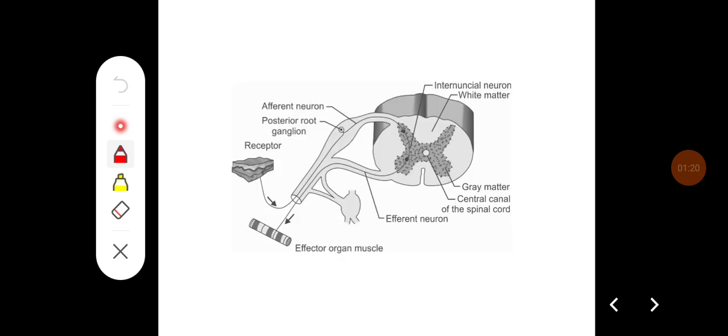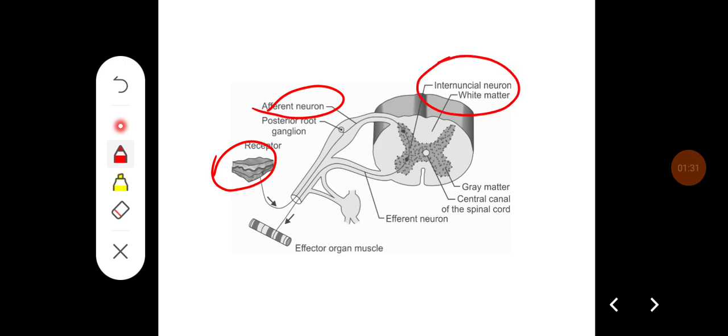So this is a diagram showing the reflex arc, which consists of receptors, afferent nerve fibers, then interneurons, which act as integrators. Then we have efferent neurons. Then we have effectors and organs.